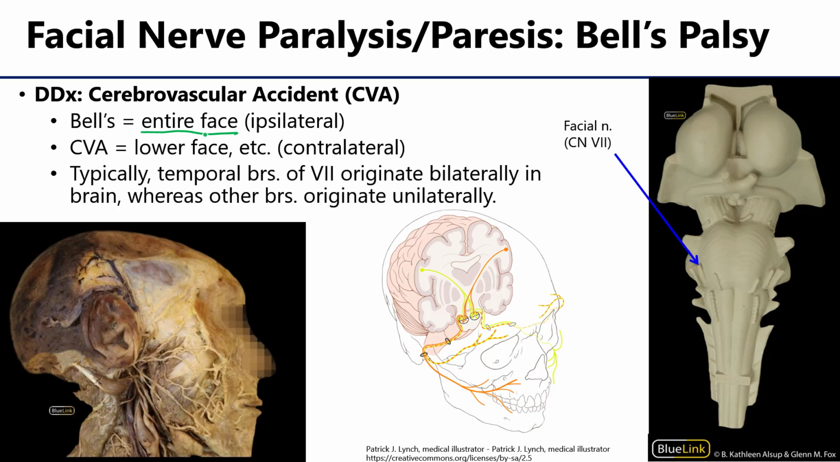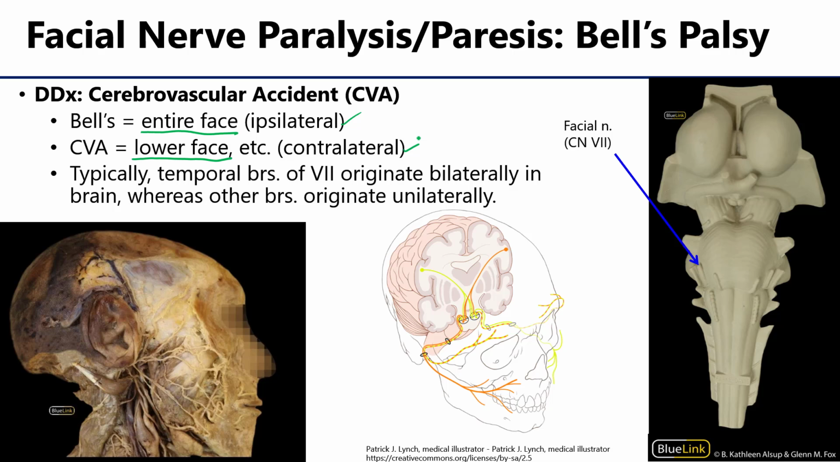are paralyzed or weakened, whereas with a cerebrovascular accident, it's the facial muscles of the lower face, and there could be other symptoms as well. So if it is Bell's palsy, it will be an ipsilateral effect, but you won't know that. If it is a cerebrovascular accident, it will be a contralateral effect. And so let's take a look at why.